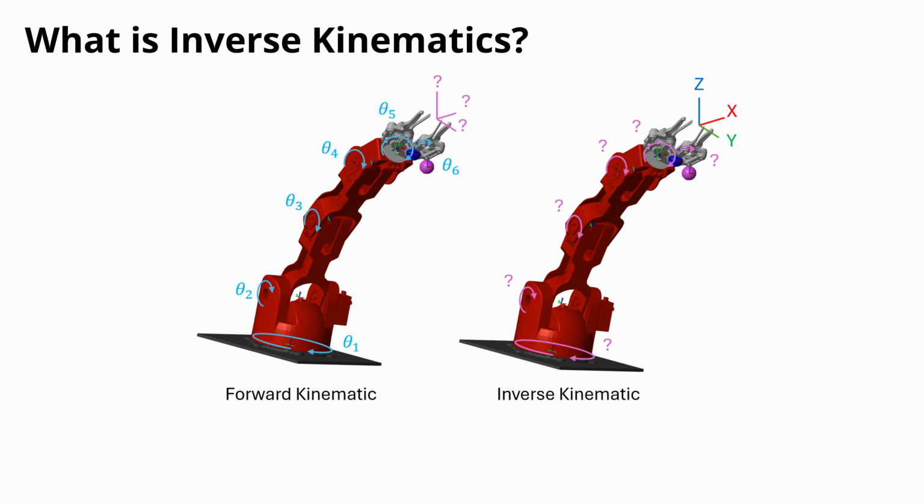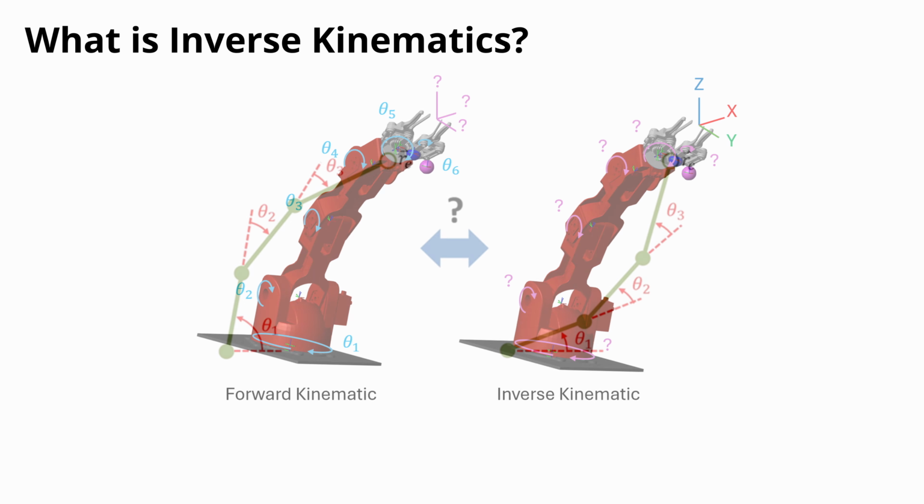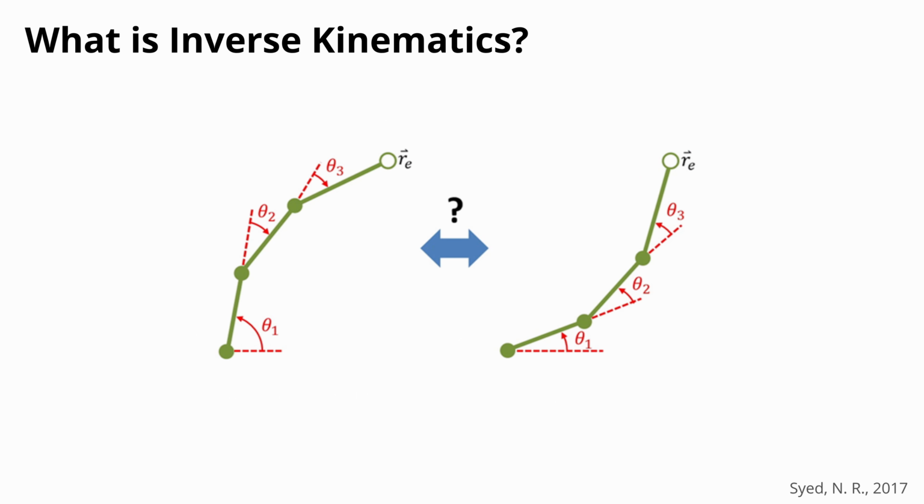Inverse kinematics is by definition the inverse of forward kinematics. Given the end effector position, what are the respective joint angles required? This, however, can be challenging for many reasons, such as how inverse kinematics can have infinite solutions.